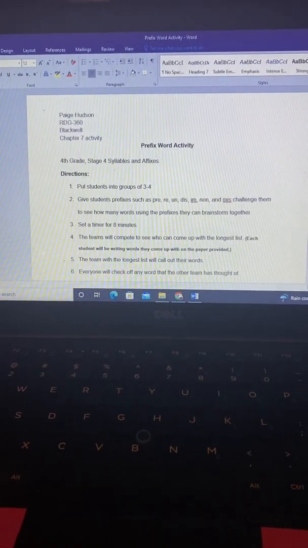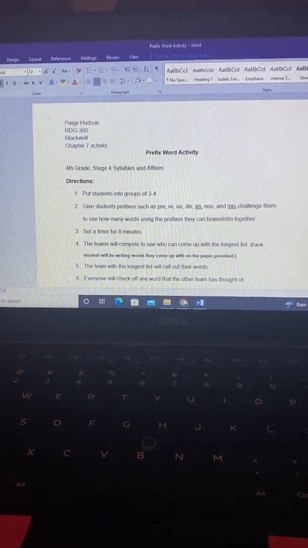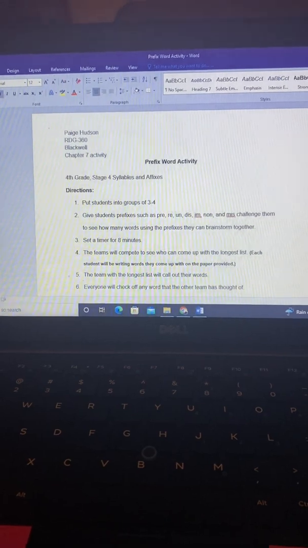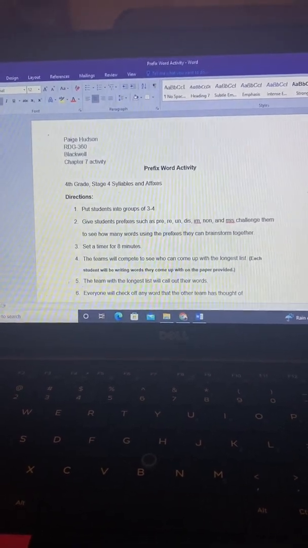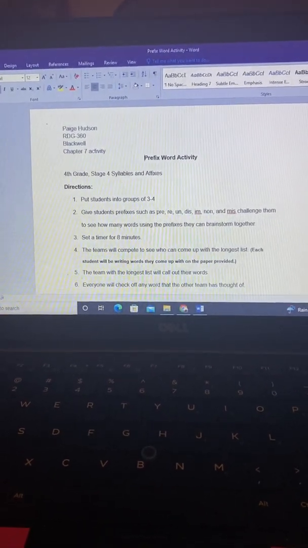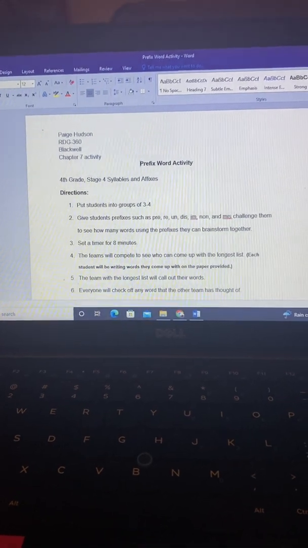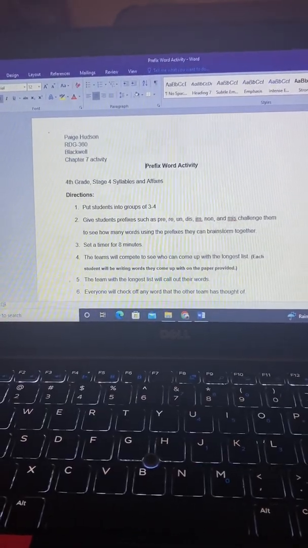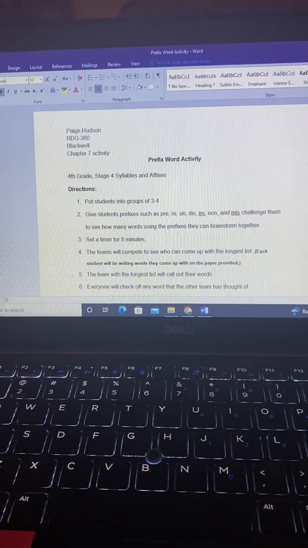So this is my chapter 7 activity. It's for 4th grade in the stage 4 syllabuses and affixes. It's a prefix word activity.